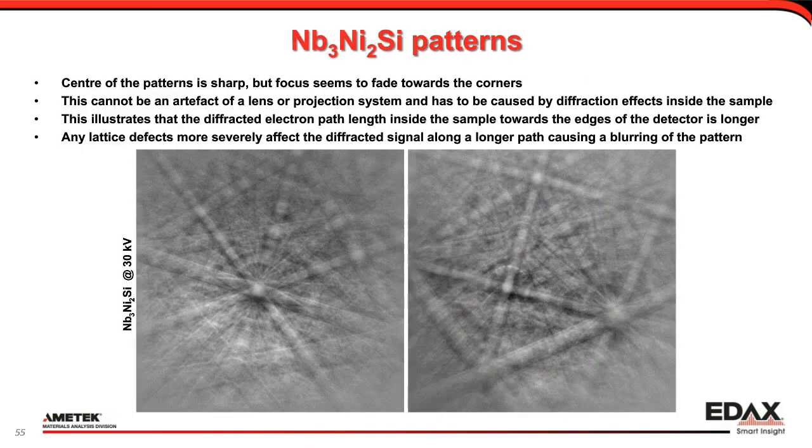Here's another, just a pretty picture. It's a niobium nickel silicide material. In the middle is beautiful and sharp, and if you go towards the edges where the path through the sample is longer, you can see that it just goes unsharp and you lose the contrast. And that's just an effect of the longer pathway of the electrons in the sample.